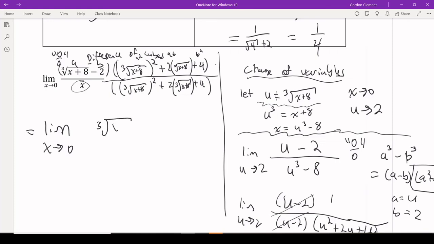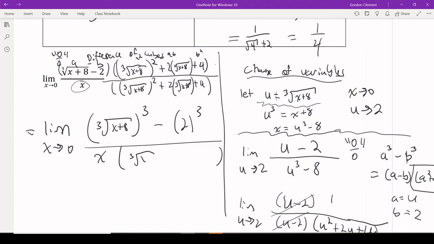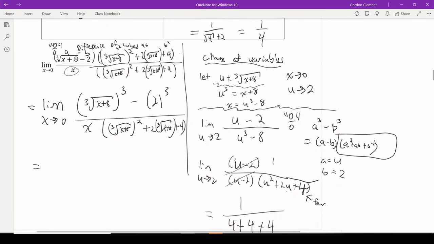And since I've set that up as a difference of cubes, I know that I'm going to get my a cubed minus my b cubed if I expanded that all out. I'm not going to bother expanding it. I know that's what should happen. And then I'll get the cubed root of x plus 8 squared plus 2 times the cubed root of x plus 8 plus 4 at the end there. And here's the neat thing, the cubed root cubed makes that go away, so you get just x plus 8, you get minus 8.